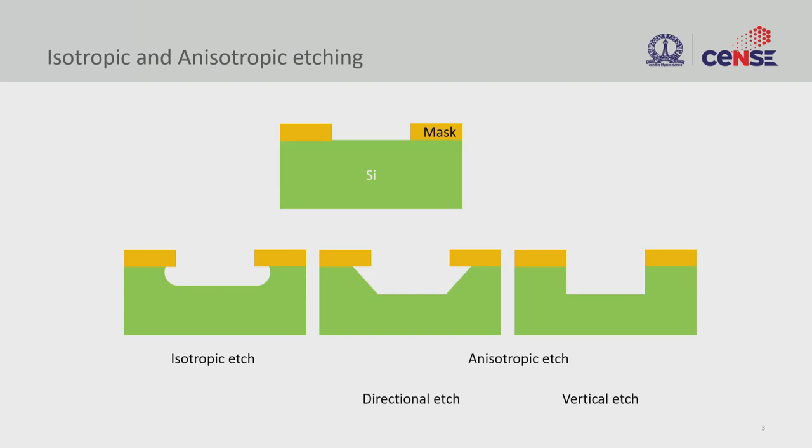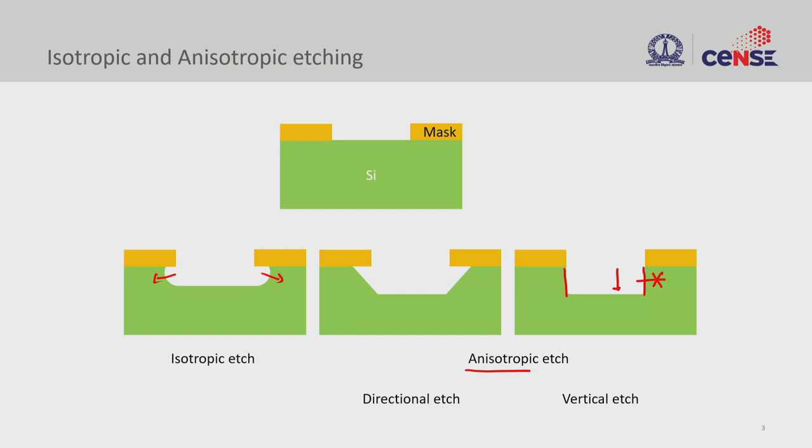So you have a mask and you have silicon in this case, and we want to etch the material. In isotropic etching, you will see etch in the lateral direction as well. This is the result of equal etch in vertical and horizontal directions. But if you look at anisotropic, that is, directional etching, you normally refer to this sort of pattern where you don't have any lateral etch. You have etch only in the vertical direction.